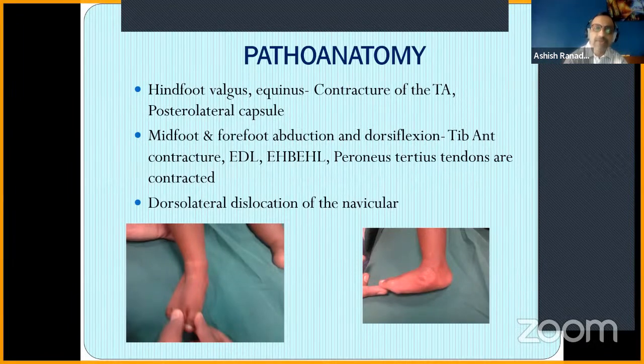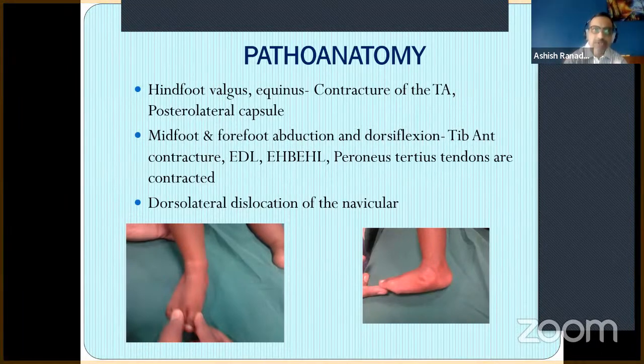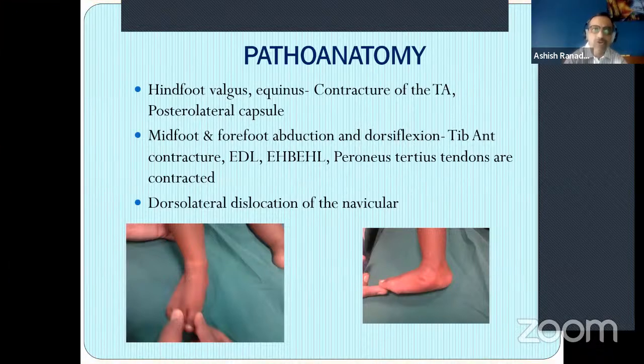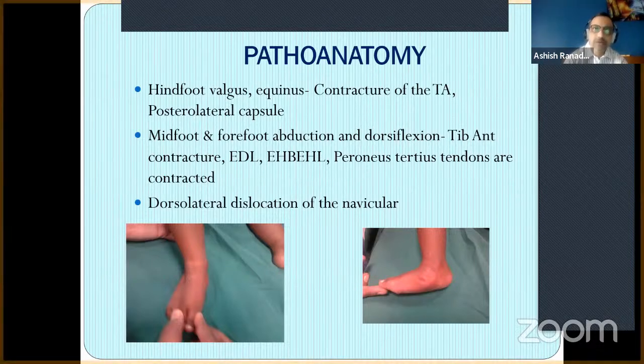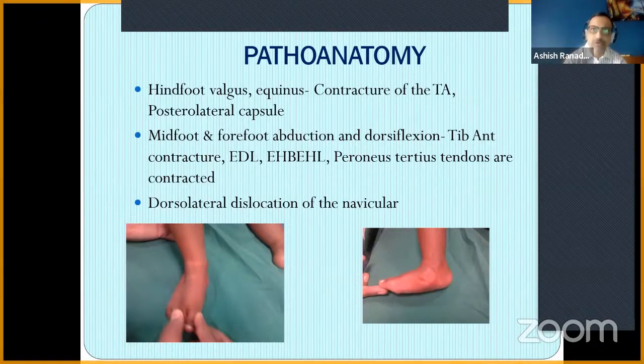Based on that, there is a classification, the Coleman classification. It divides congenital vertical talus into two types, type 1 and type 2. Type 1 is where there is only dorsolateral dislocation of the navicular, but in type 2, in addition to navicular dislocation, the calcaneocuboid joint is also dislocated. But these classifications are not commonly used, and they do not help us in deciding the treatment. So the classification is only for academic purposes.